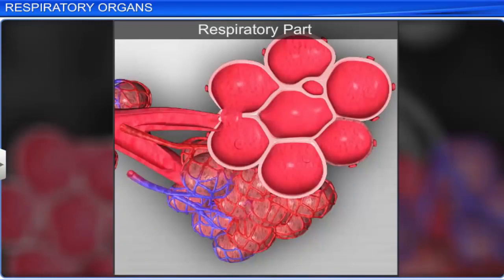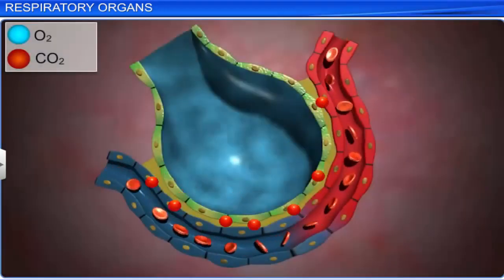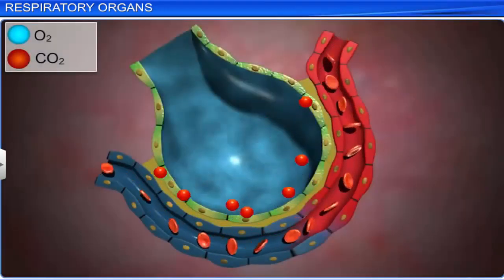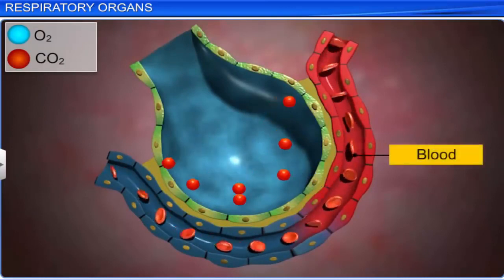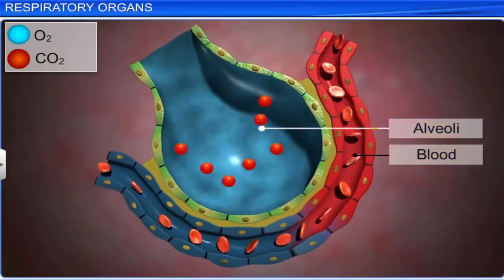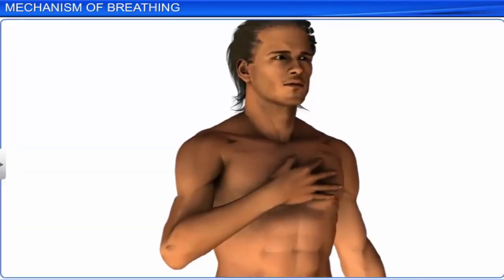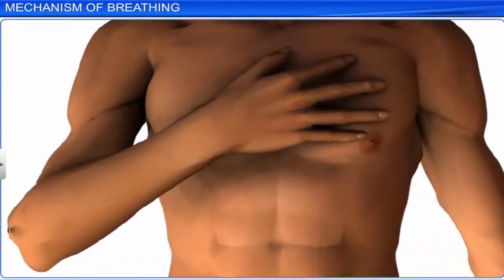The respiratory part contains the alveoli and the alveolar ducts. The actual diffusion of oxygen and carbon dioxide between blood and atmospheric air takes place in the alveoli of the respiratory part. Observe your breath. Your chest expands every time you breathe in and contracts every time you breathe out.